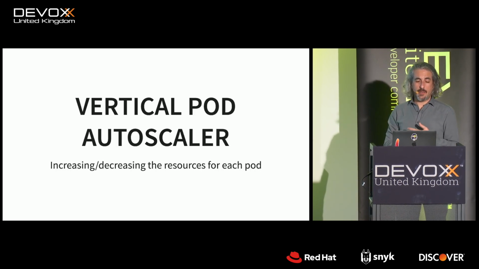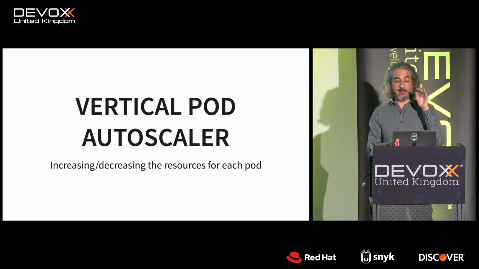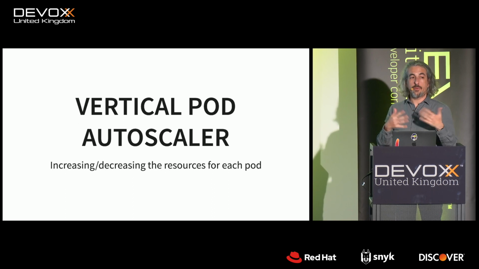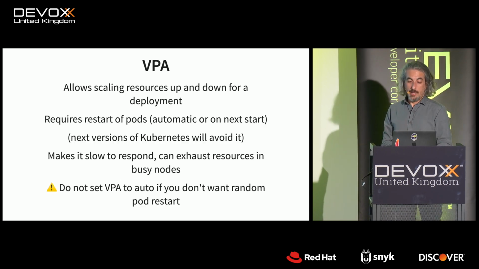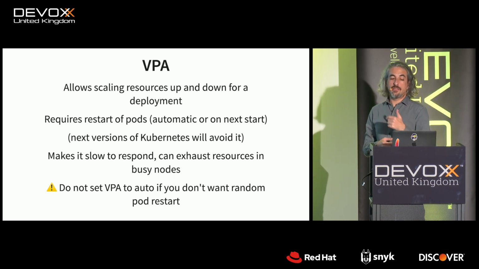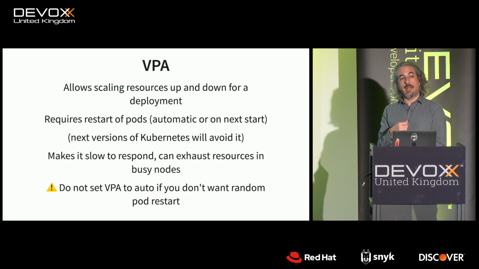Then you have the vertical pod autoscaler, which means you are increasing and reducing the resources for each pod based on metrics. Okay, my application is using a lot of memory, give it more memory. My application is using a lot of CPU, give it more CPU, and the other way around. What happens is that right now on Kubernetes, this requires restart of pods. You can make it automatic, and you can make it on the next start.